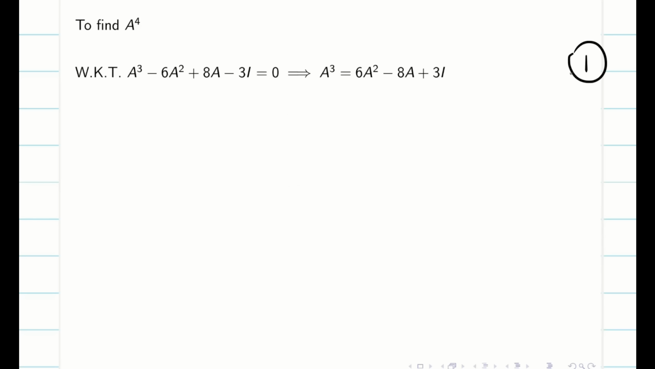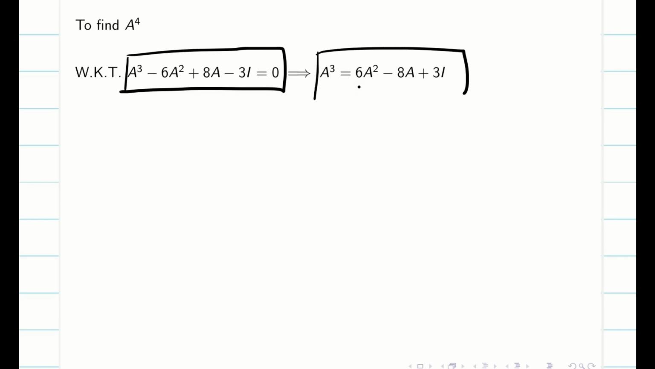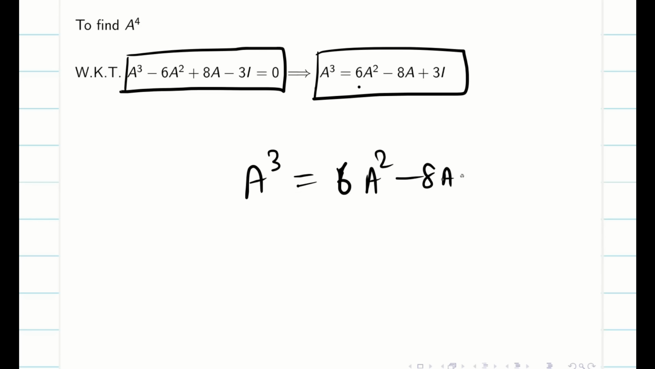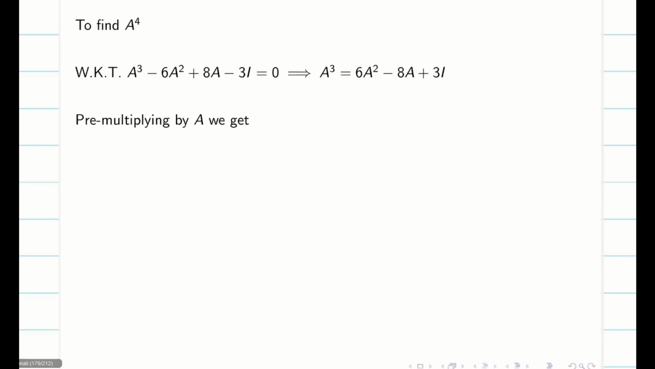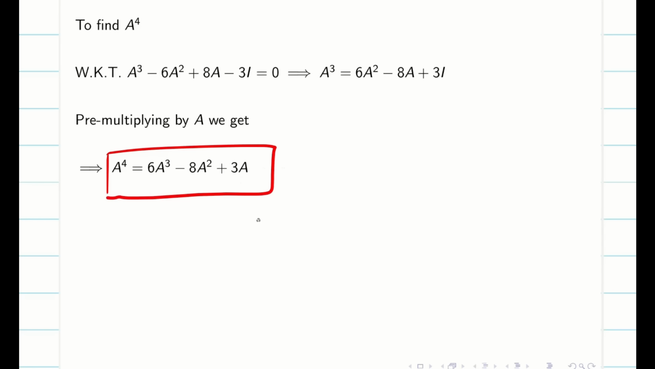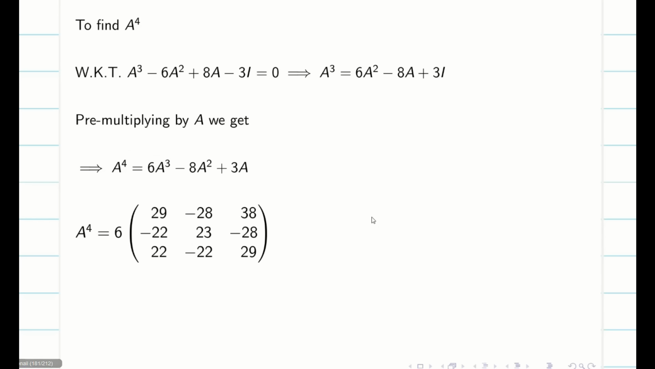Next we are going to find the higher integral powers, that is A power 4. To find A power 4, we take equation 1 and rewrite it as A cube in terms of the other values: 6A square minus 8A plus 3I. Now if I pre-multiply by A on both sides, I'll get A power 4. So we know the values of A cube, A square, A.